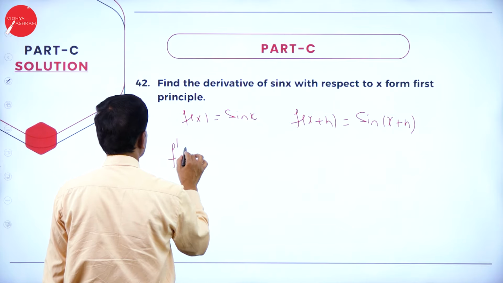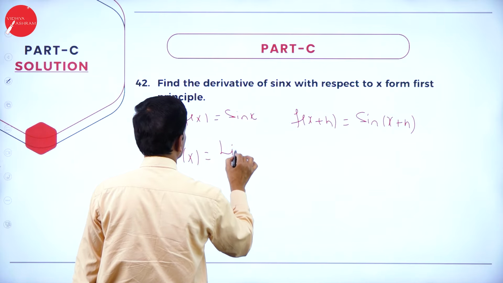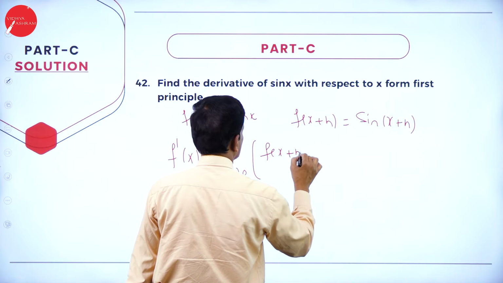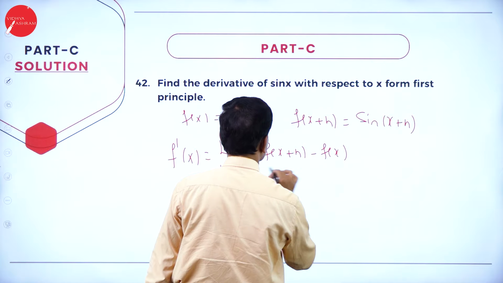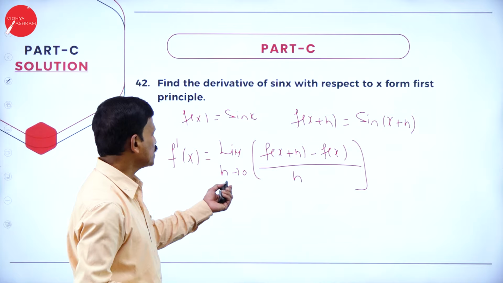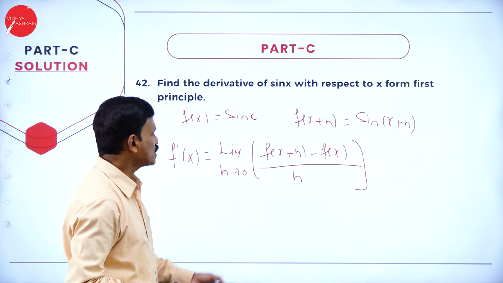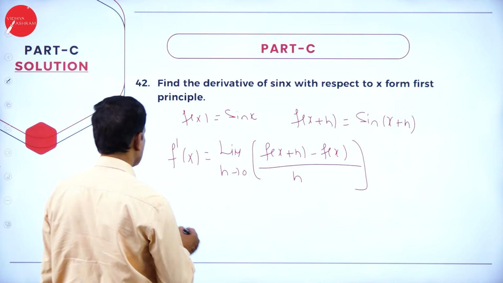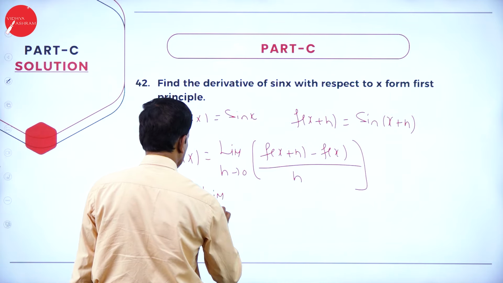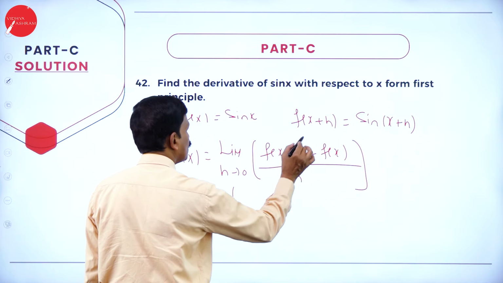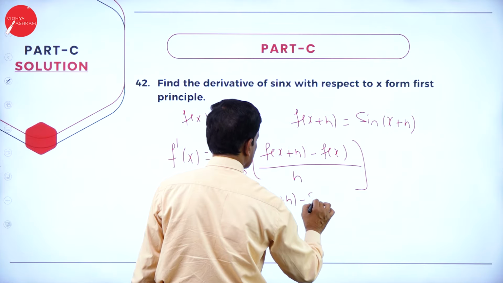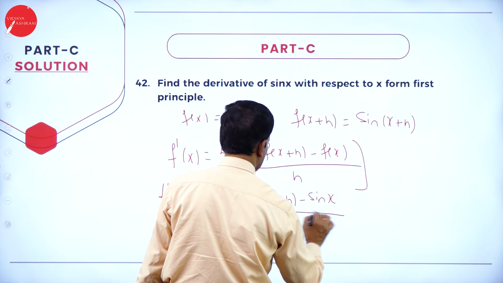The derivative f dash of x is equal to limit h tends to 0 of f of x plus h minus f of x divided by h. This is the formula, right? f dash of x is equal to limit h tends to 0 of f of x plus h minus f of x divided by h. Now that is f dash of x is equal to limit h tends to 0 of f of x plus h is nothing but sine of x plus h, minus f of x is sine x, divided by h.